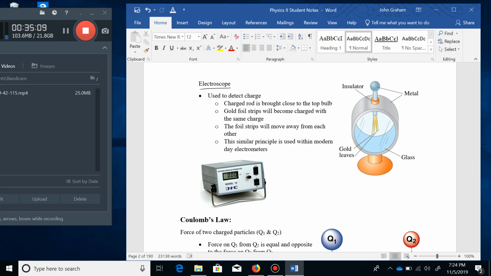The principle behind this, though, is used in actual devices that help measure charge. And so that's why it's still technically important. This is used in this.